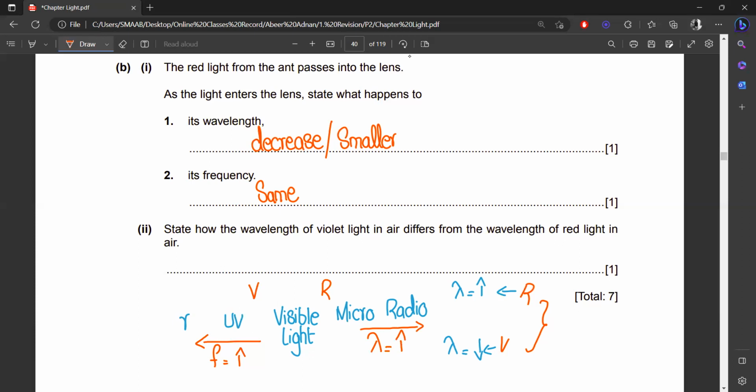Yes. So it means the wavelength of violet color is smaller than the wavelength of, okay. Yes.